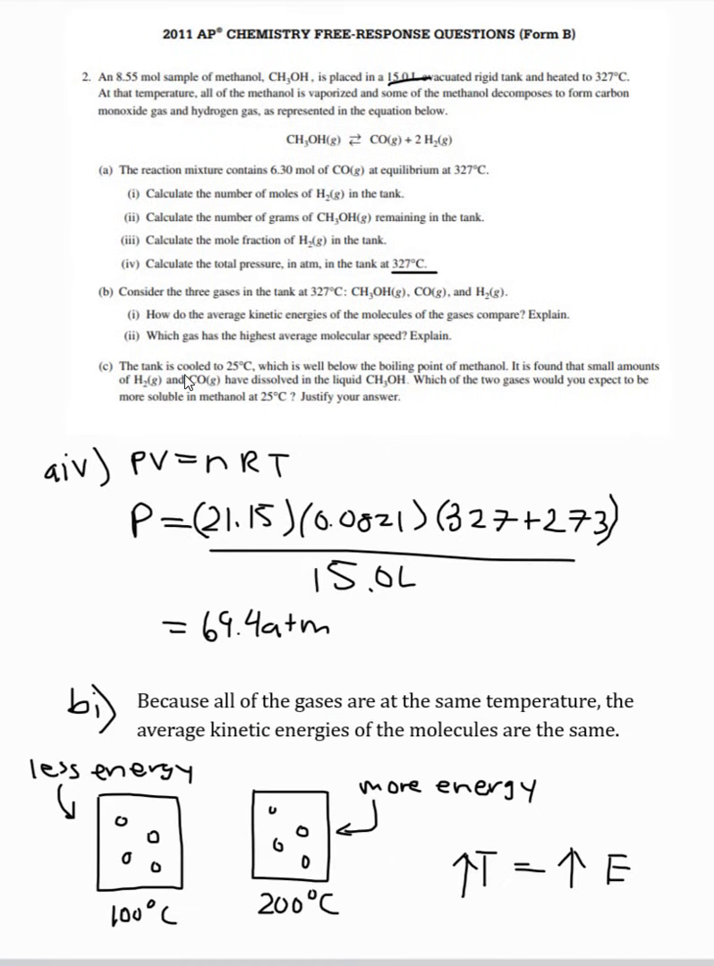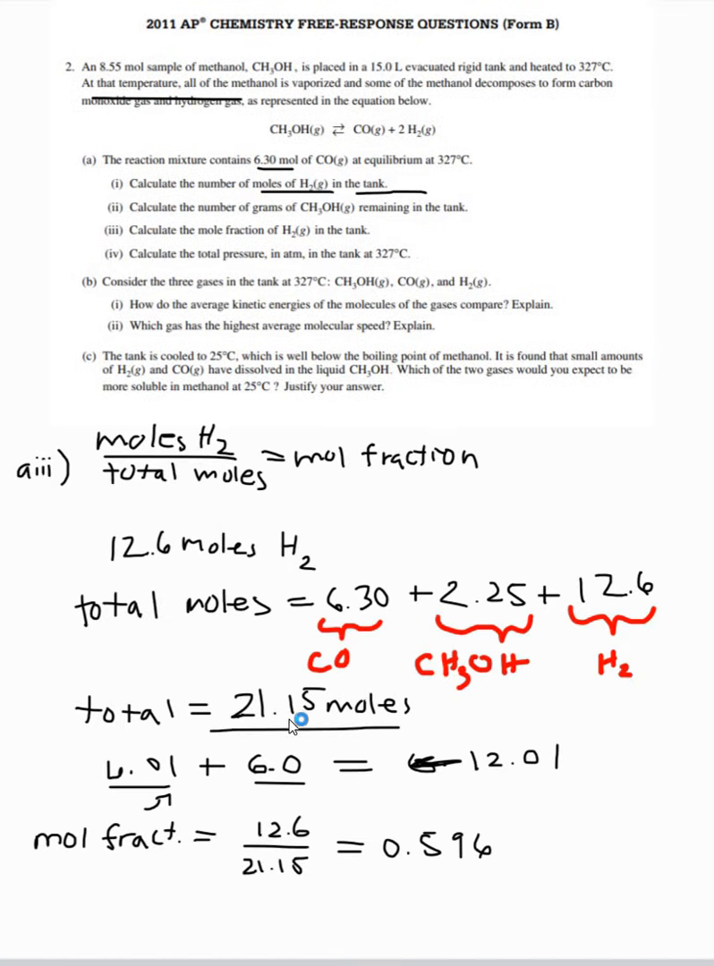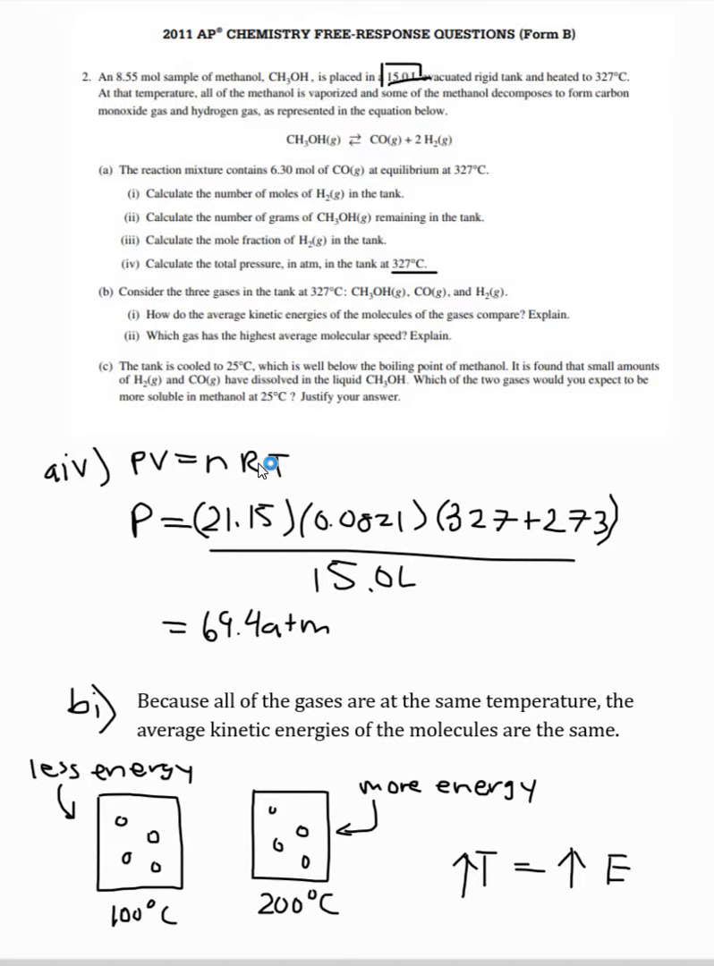Now, for part A IV, it says calculate the total pressure in atm in the tank at 327 degrees Celsius. For this one, we use the equation PV = nRT, and we know our volume because it was given to us, 15.0 liters. We know our total moles because we just solved for it here, 21.15. And then we know our R, which is just a gas constant. And then we know our temperature, which is 327 degrees Celsius.